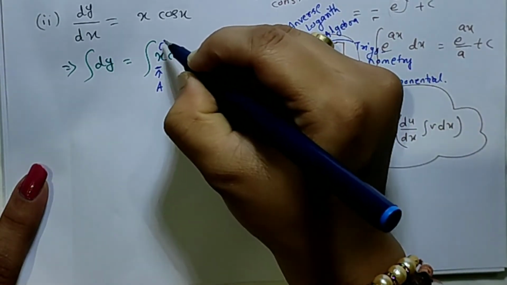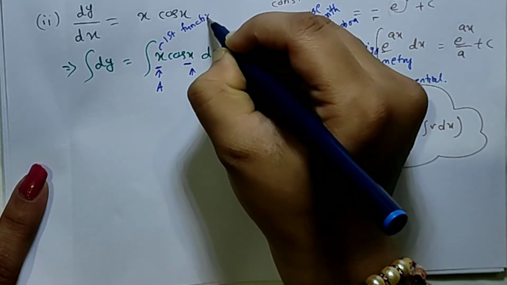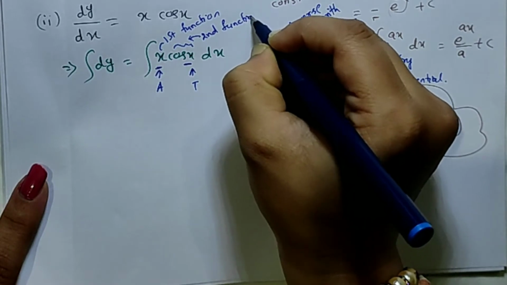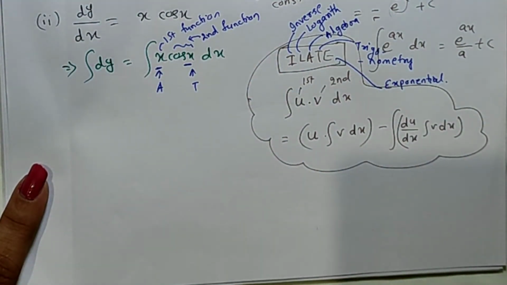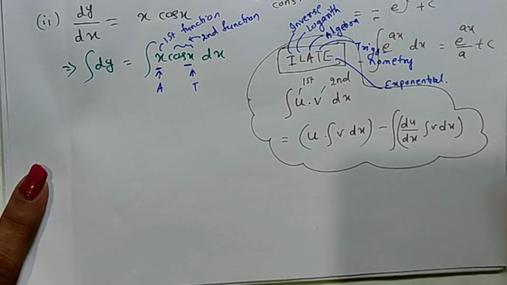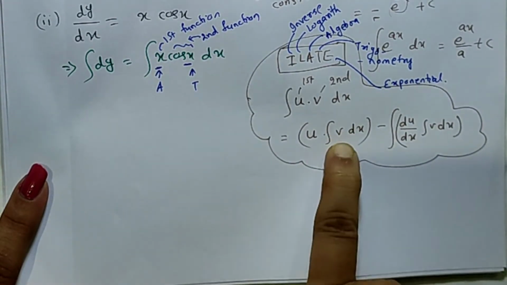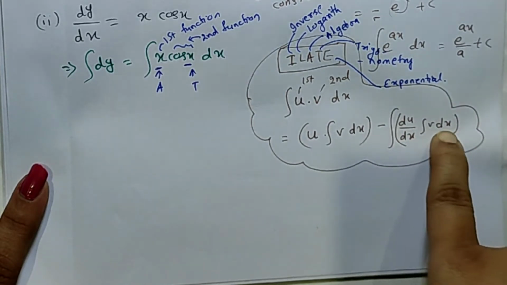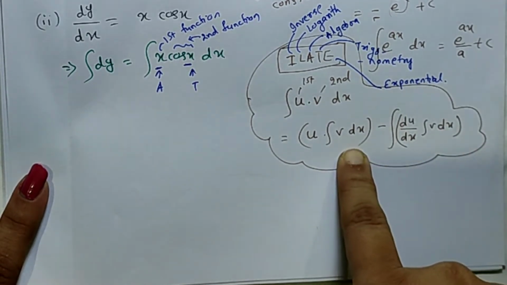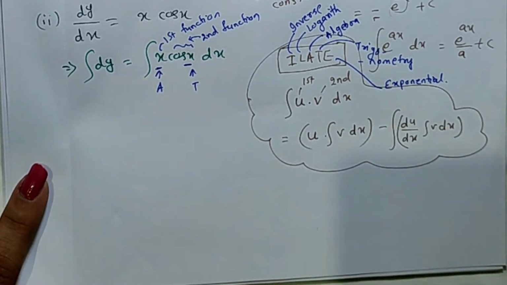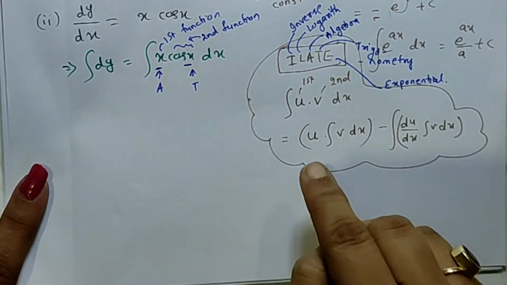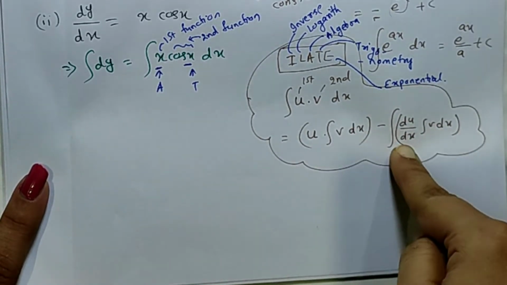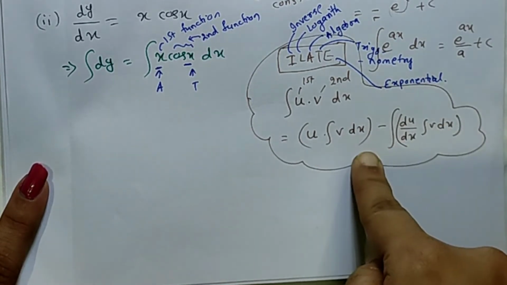Algebraic. So x is the first function and cos x is the second function. So our formula is: first function into integration of second, minus derivative of first function into integration of second function, whole integration. This is the rhyme for how we can memorize this formula. First function, integration of second, minus derivative of first function into integration of second, whole integration.